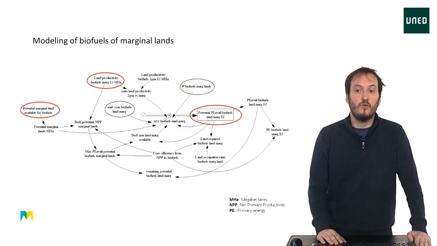With these variables and with respect to the productivity of the land, the production of the biofuels is obtained, which in turn is limited by their maximum potential. Finally, the primary energy required to obtain this biofuel production is also calculated.